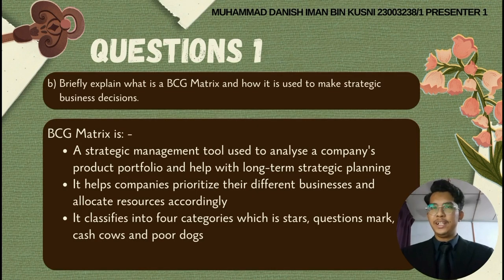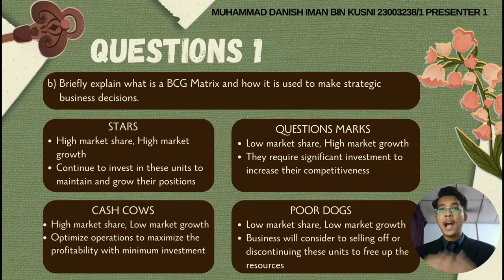Next, for question 3b, briefly explain what a BCG matrix is and how it's used to make strategic business decisions. The BCG matrix is a strategic management tool used to analyze a company's product portfolio and help with long-term strategic planning. It helps companies prioritize their different businesses and allocate resources accordingly. It classifies them into 4 categories, which are stars, question marks, cash cows, and poor dogs. And how it's used to make strategic business decisions.